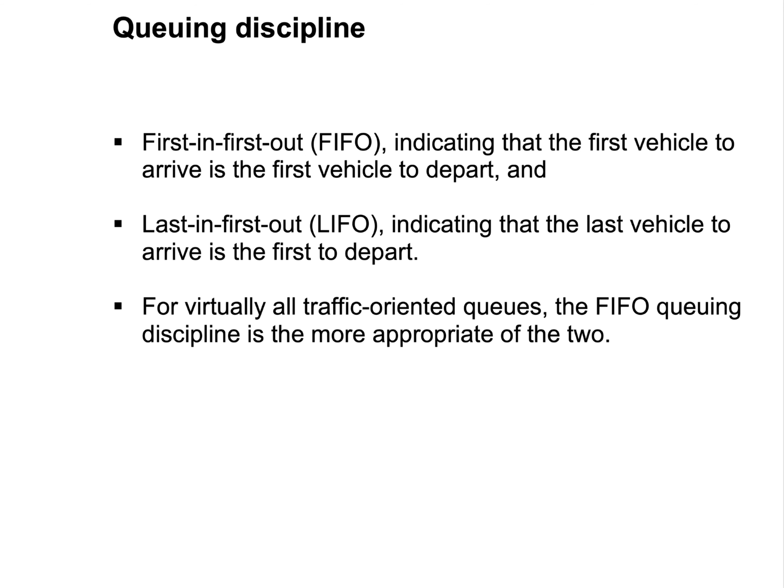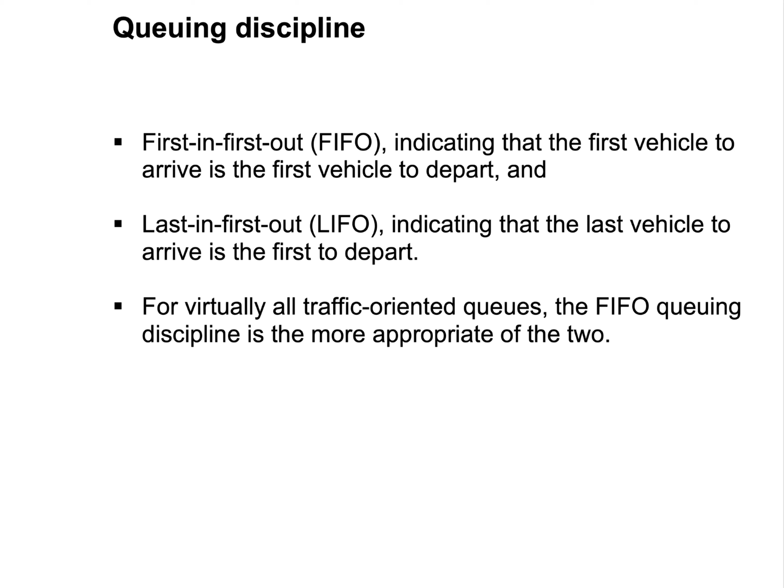I already talked about the first in, first out queuing discipline, indicating that the first vehicle to arrive is the first vehicle to depart. Sometimes we have last in, first out queuing disciplines. For example, in boarding airplanes, the airlines might choose to board the people who were sitting in the rear first, and you board the people in the front last, and then they would exit first. So that could be a last in, first out discipline.